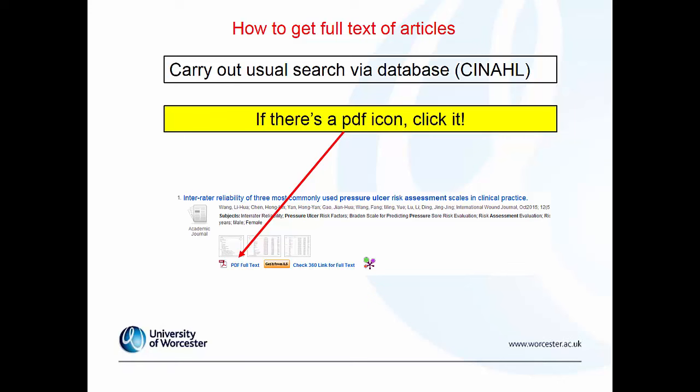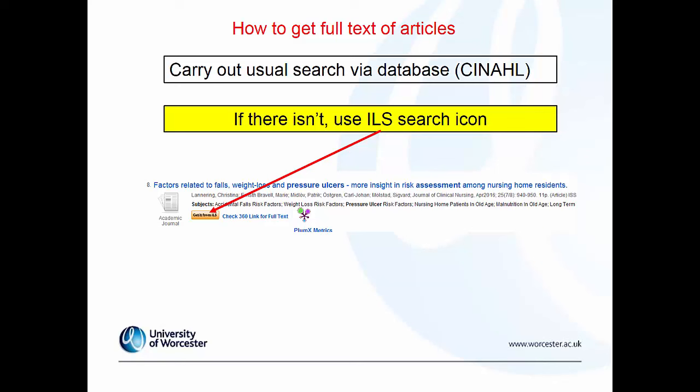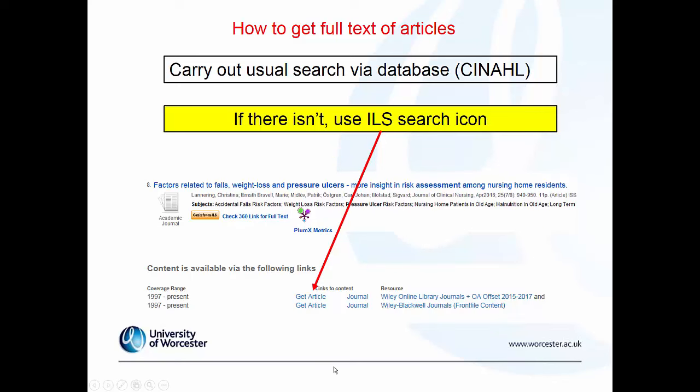But if there's no icon there, it doesn't mean that you can't get the PDF. It's just available somewhere else. So click on the ILS icon. I tend to use right click here and open in a new tab so I can keep my place in the search, and you'll come to a screen like this. If the article is available directly, it will say so. Often there'll be 3 or 4 different links to the article, and you may have to try more than one of them, but one of them will take you straight to the article.